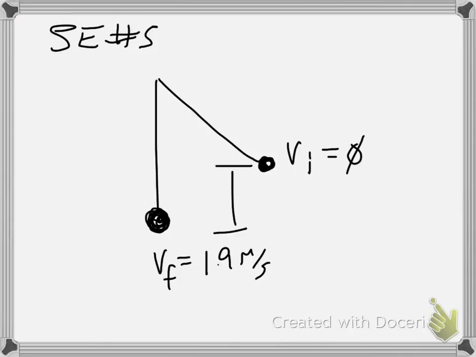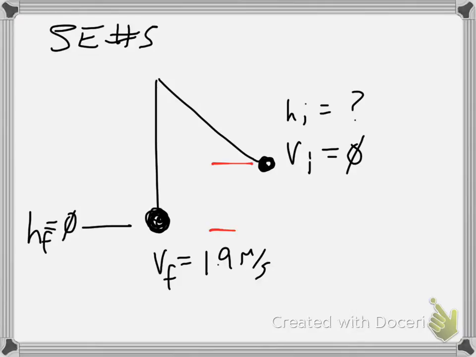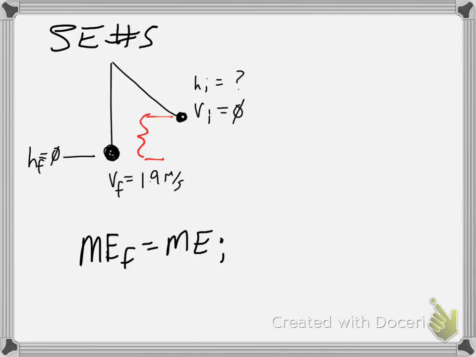So we know that at the bottom of the arc, height equals 0, and at the top of the arc, it's going to be some number that's not 0. Does that make sense? So H final equals 0, H initial is what we're looking for. So we're just plugging that in, and here's our difference in height right there. So ME final equals ME initial.